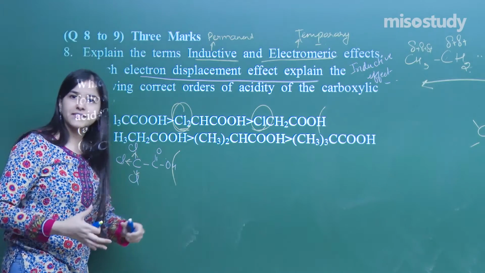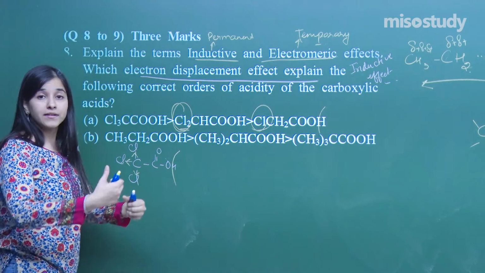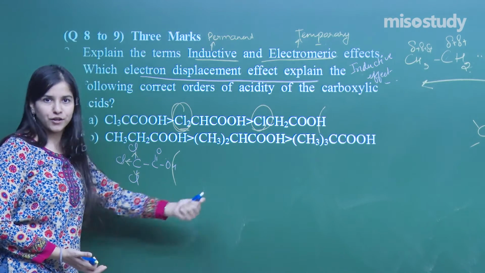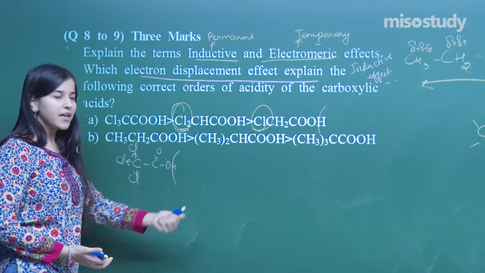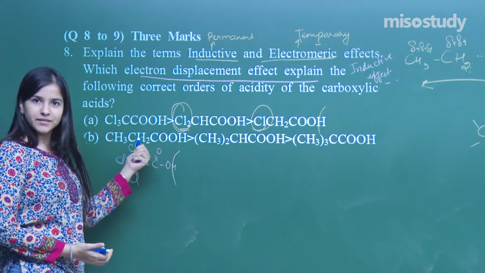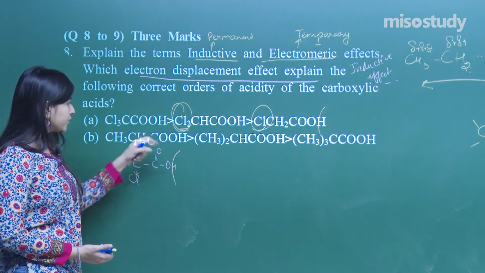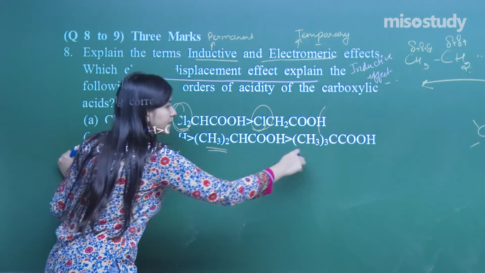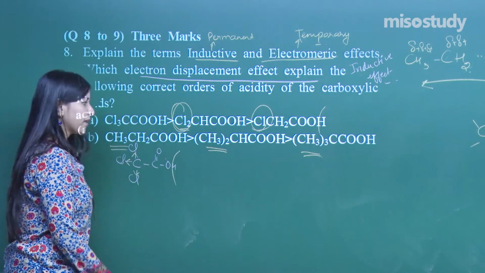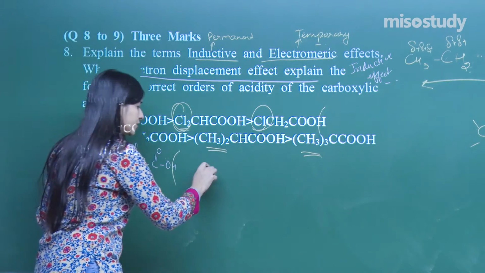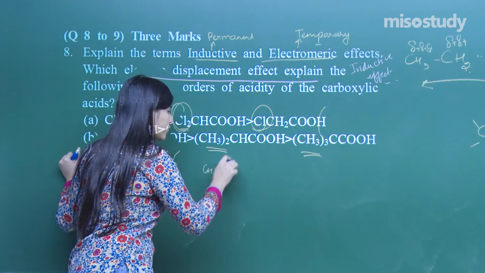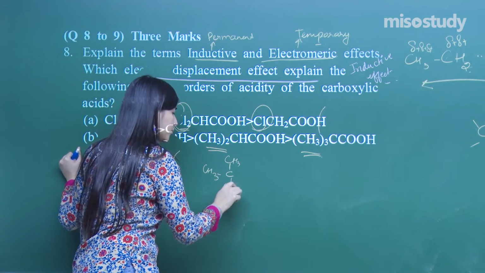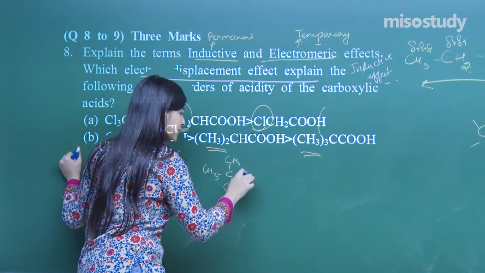The more the number of minus I groups, the more will be the acidity of the concerned carboxylic acid. Now if we talk about this particular one, what do you see here? They have introduced CH3 groups, see they are increasing, right? So if I say that instead of the attracting groups I put donating groups, what will happen?